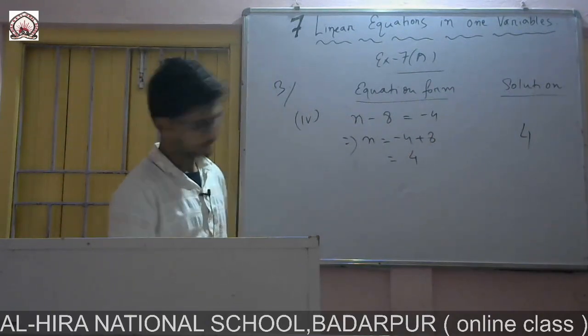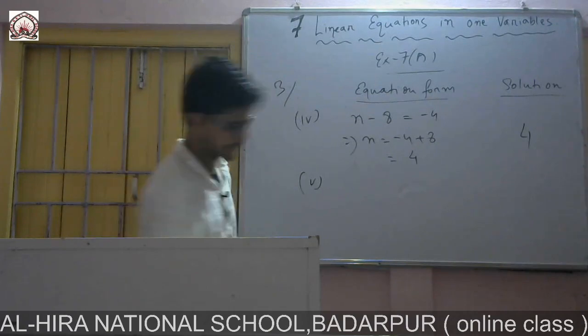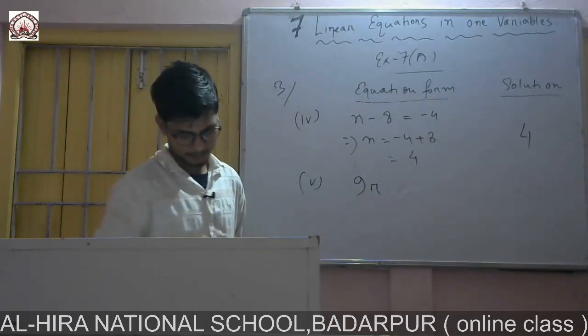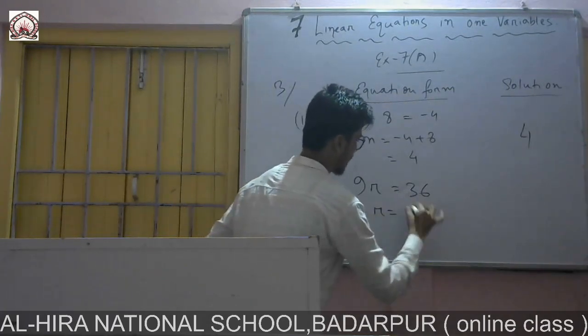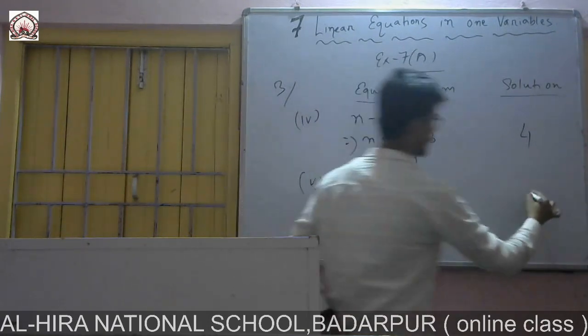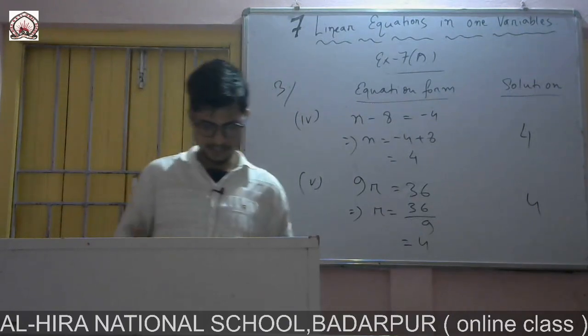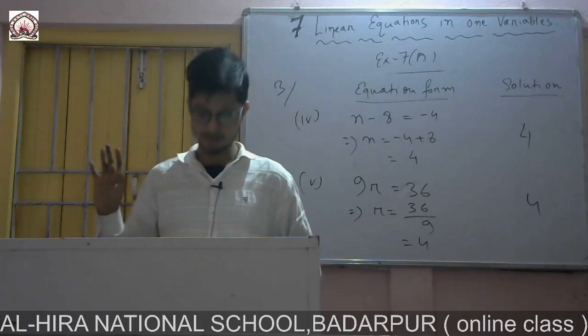Then Roman number 5 you see. 9 multiplied by r, that means 9 into r. So I can write directly 9r, and which is equal to 36. So if I solve this one, r is equal to 36 by 9. So 9 4s are 36. That means the solution is 4. Number 6 you try, same. Okay, 6, 7, 8, 9 also you can.